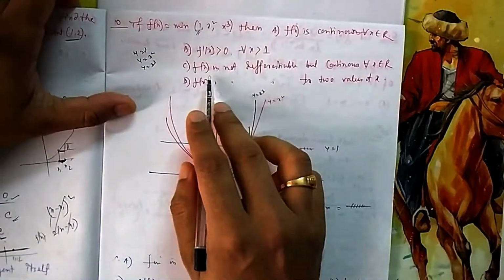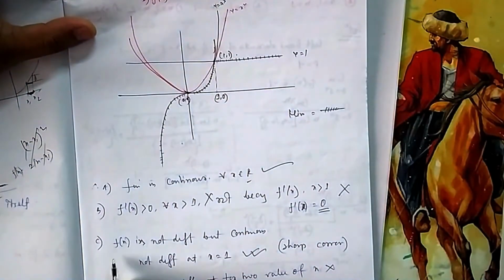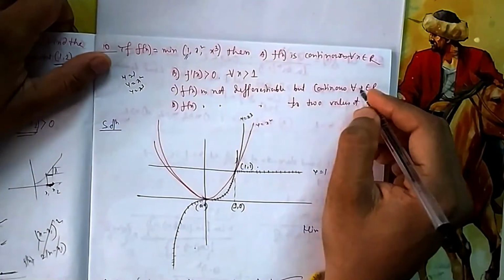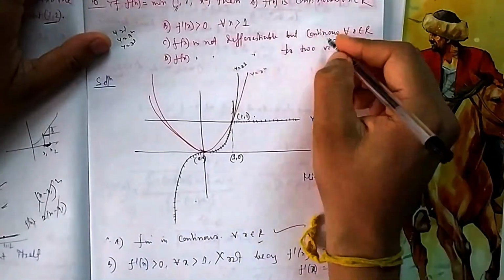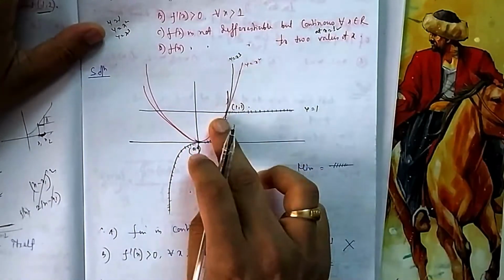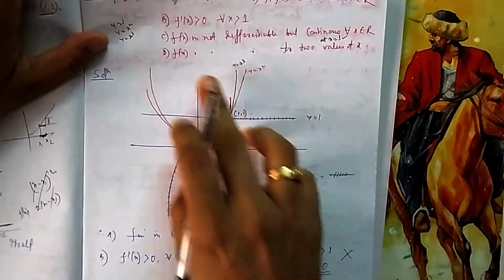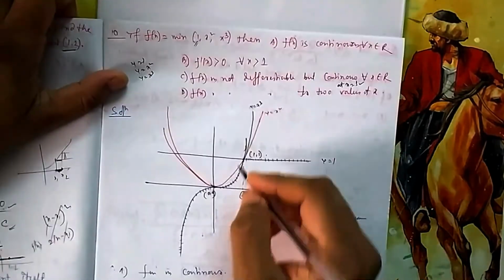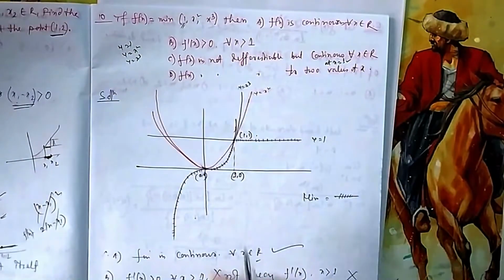C, f x is not differentiable but continuous for all x. So f x is not differentiable but continuous for x equal to 1. I have missed something: at x equal to 1. So at x equal to 1, you can say it is continuous but not differentiable. So C is also correct. And D, f x is not differentiable for two values. No, not for two values. It is not differentiable only at x equal to 1. So D is not correct.